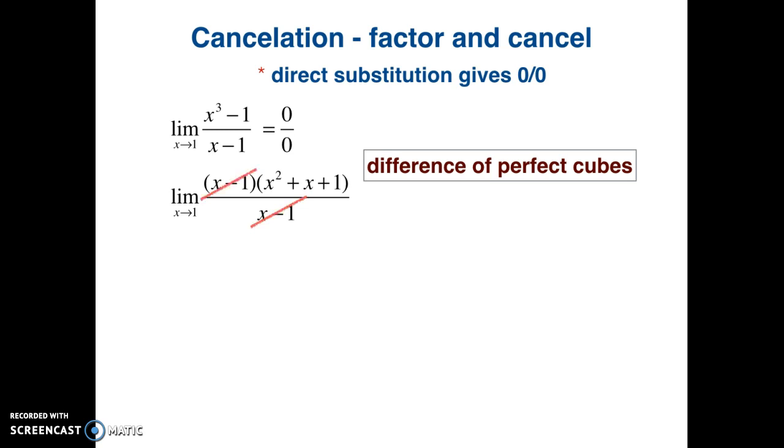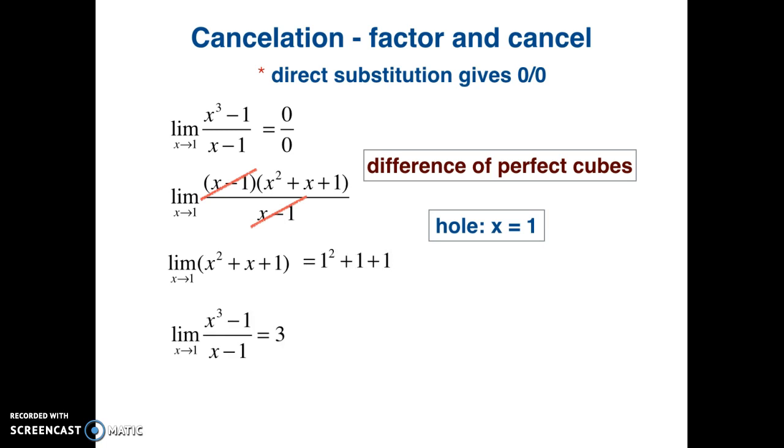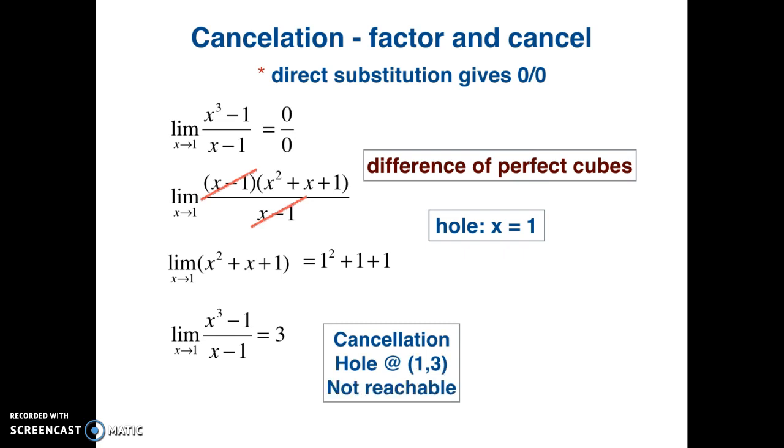Cancel out the terms. I notice that there's a hole at x equals 1. I'm going to use direct substitution in the remaining quadratic. The limit as x approaches 1 of x cubed minus 1 over x minus 1 is equal to 3. We use cancellation. There's a hole at (1, 3), and it's a non-reachable limit.